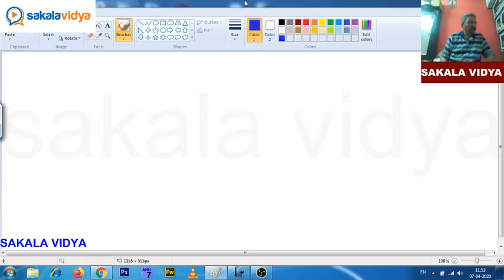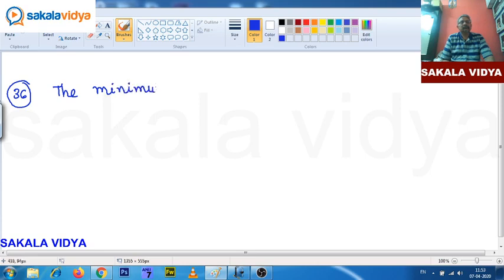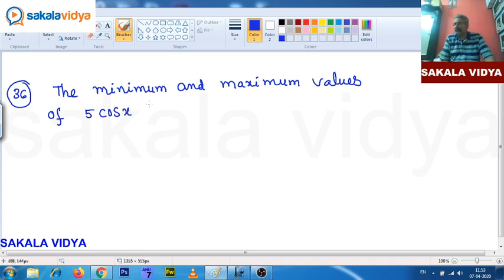Thirty-sixth question. The minimum and maximum values of 5 cos x plus 3 cos of x plus pi by 3 plus 8 is.